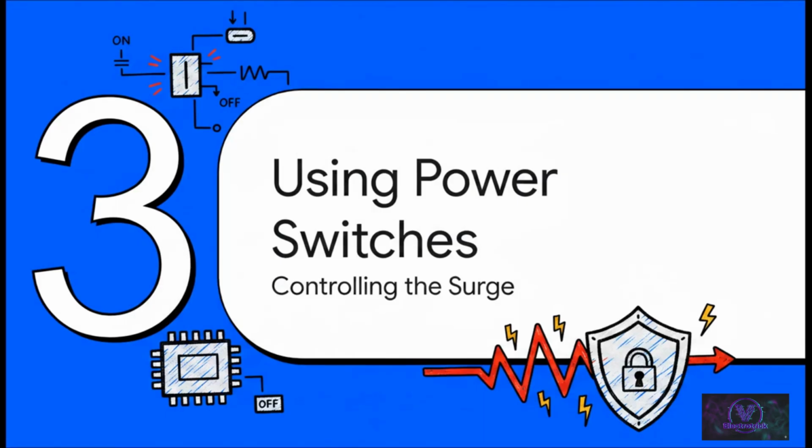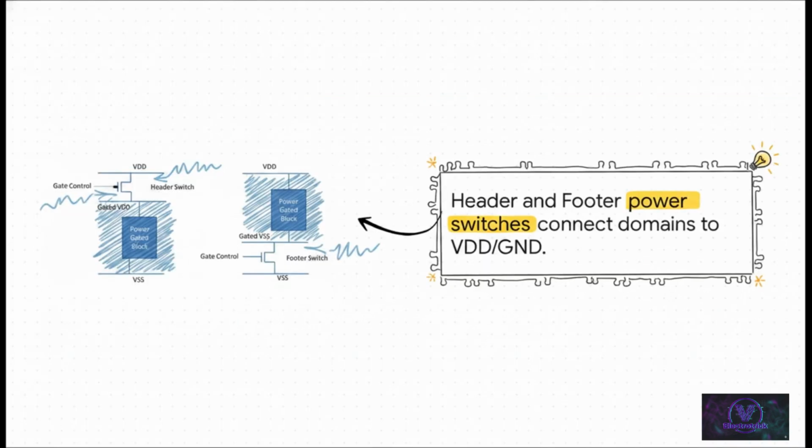Section 3. Using power switches. Let's talk about controlling that surge. To safely wake up a power-gated block, we use power switch cells. We've got a header switch that sits right between the main VDD and the gated VDD of the block, and then a footer switch sitting between the block and the VSS, or ground. But the real secret here is the gate control input on both of these. We don't just throw a master breaker and activate the whole domain instantly. No way. We specifically, carefully control these header and footer switches during power on to meter out that current.